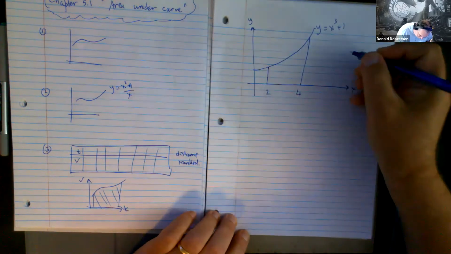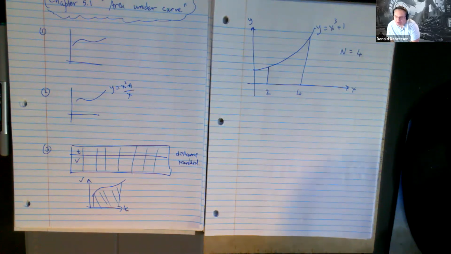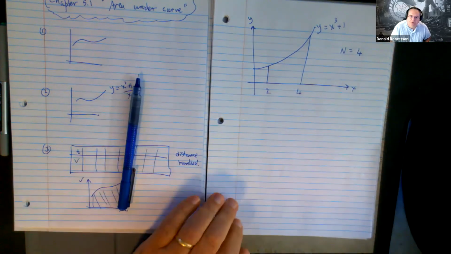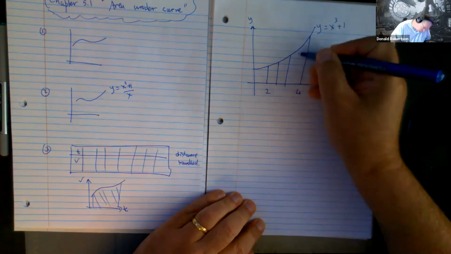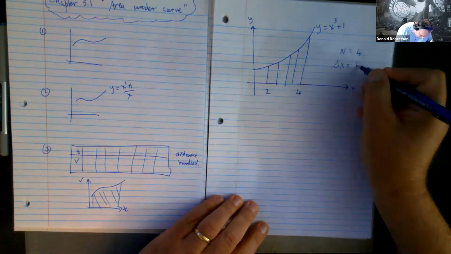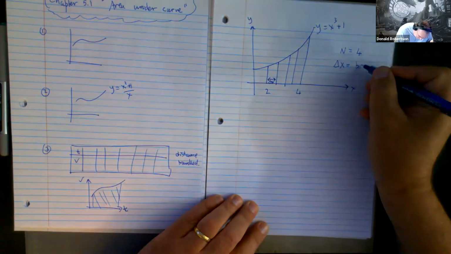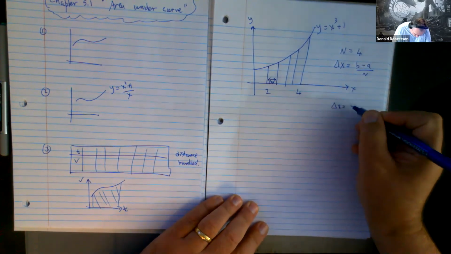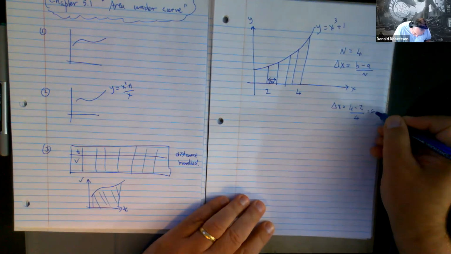Now, in a question like this, you would be told how many strips. And you remember we use n equals 4 to represent the number of strips. So we're being asked to estimate this using 4. So far, so good. We're going to go 1, 2, 3, 4, something like that. Pretend they're the same size. We would also calculate the width, which is that distance from here to here, called delta x. And we get that by this general formula. In this case, it's going to be 4 take away 2 split into 4 equal parts. And that tells me that delta x is 0.5.